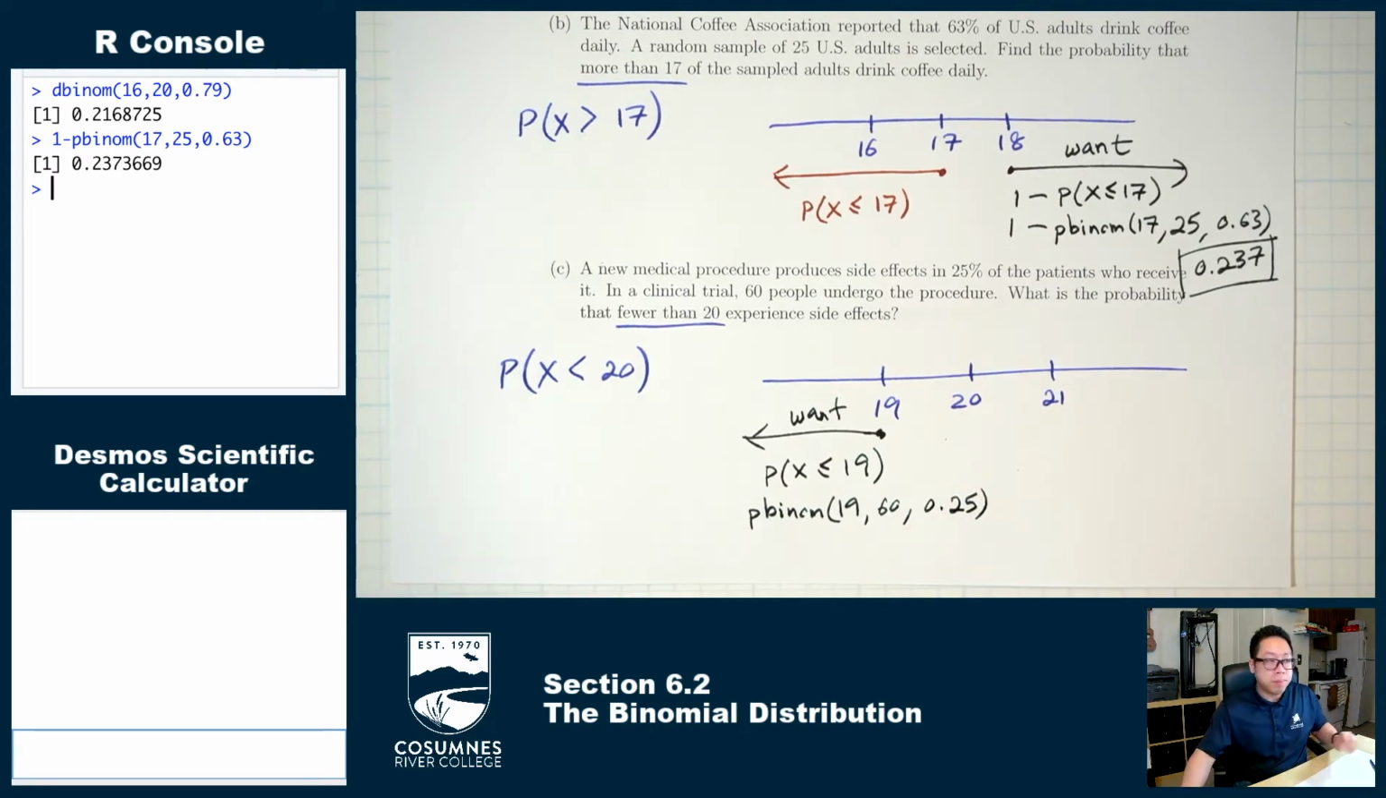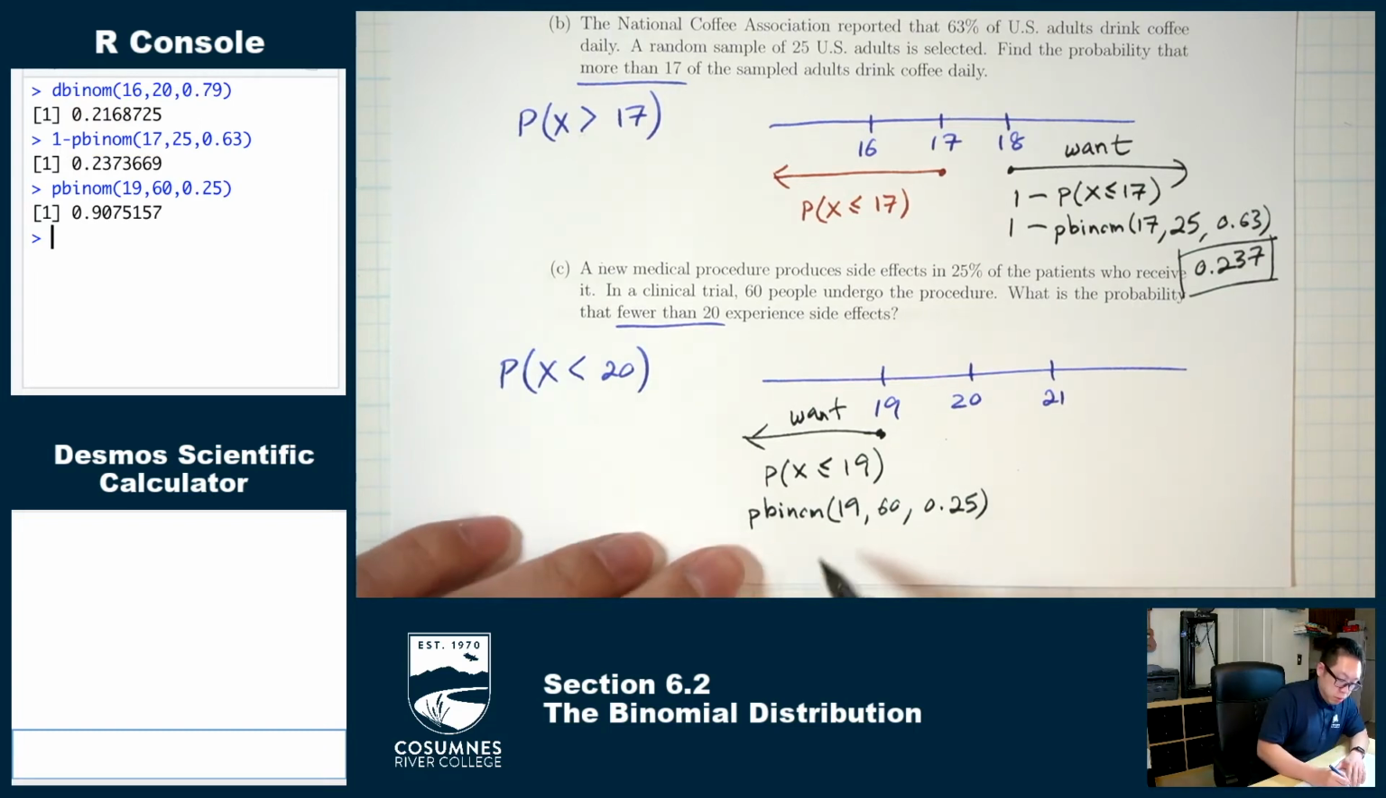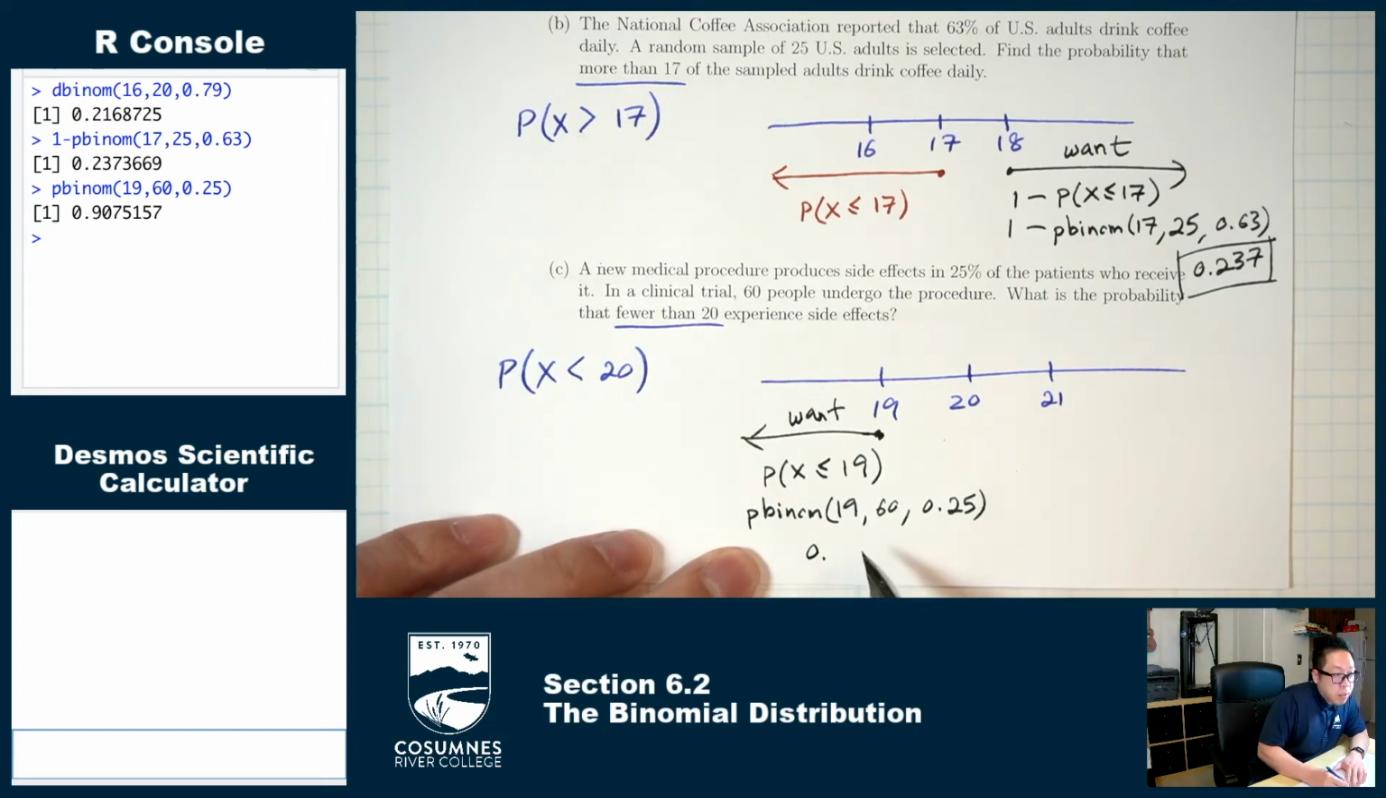So p-binom, 19, comma 60, comma 0.25. And rounded to 3 decimal places, this is 0.908.